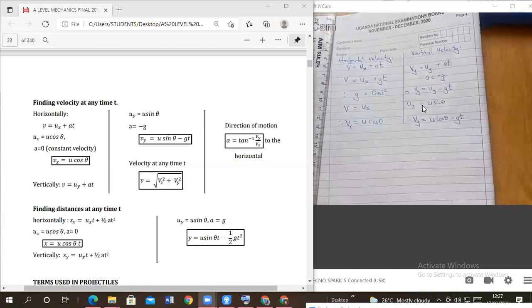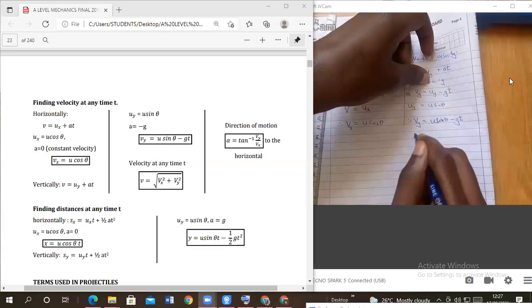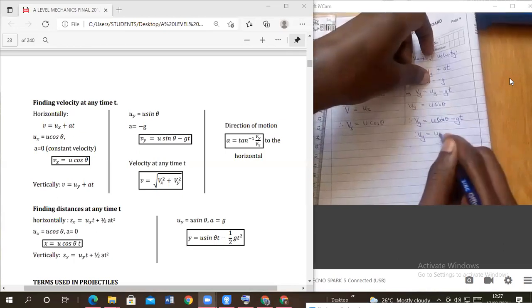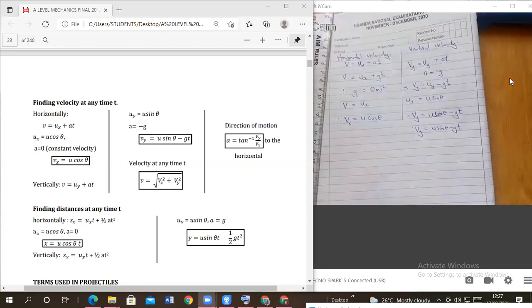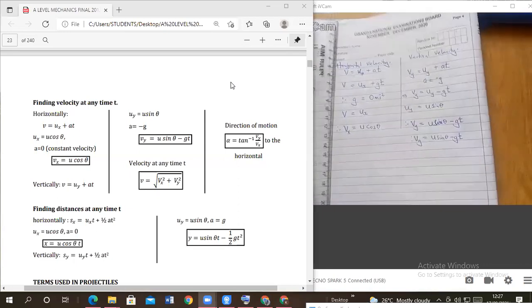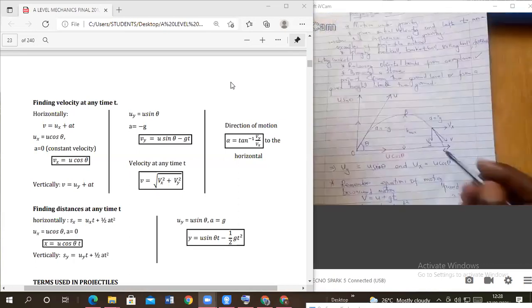Have you seen that? It's sine theta. Vy is equal to U sine theta minus G T. Okay? Are we together on that? Good. Now, if I want to find the final velocity with which the ball or the object will hit the ground, which is here.